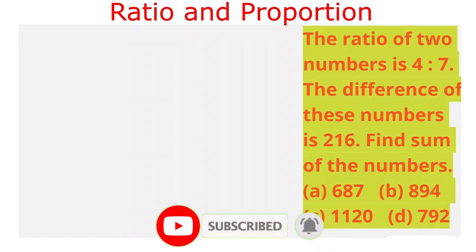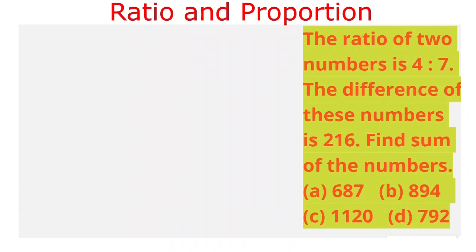As given to us, the numbers are in the ratio 4:7, and if we take these two numbers, their sum is 4 plus 7, which is 11. And if we observe the given options, the number must be divisible by 11. Option A 687 is not divisible by 11. From the divisibility rule of 11, we can easily say that option A is not divisible by 11. Option B is also not divisible by 11. Option C again is not divisible by 11.